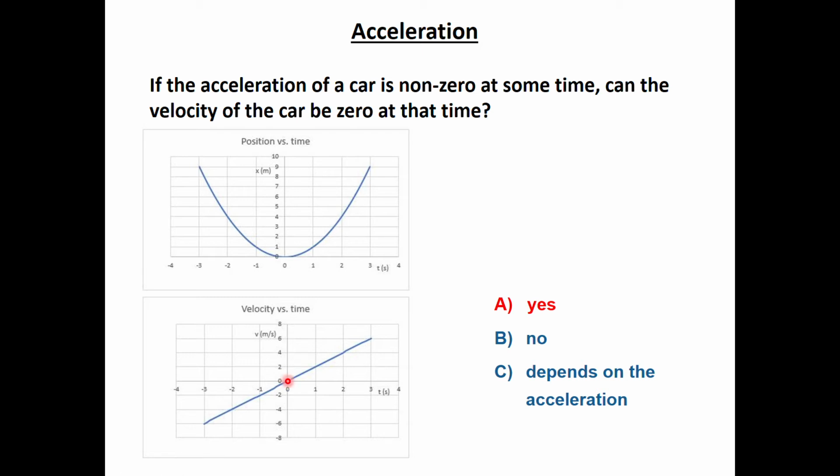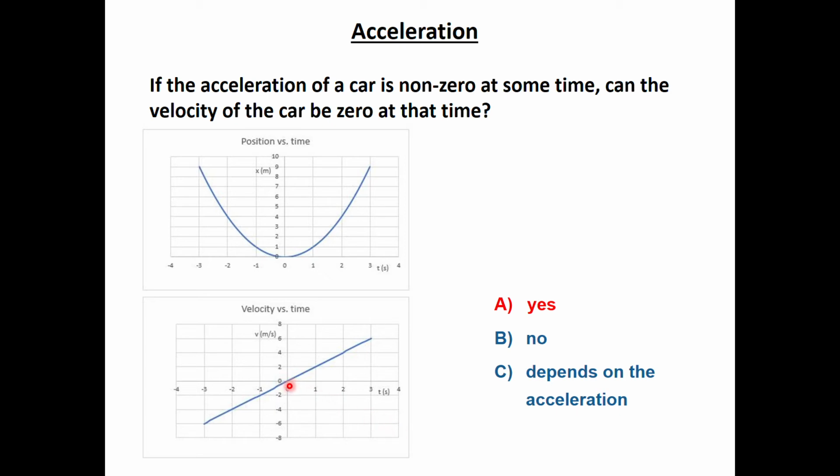At one point, it has a positive velocity on one side, and at the other point, just before or just after, it has a negative velocity. It's a little bit backwards compared to this one. But if I call plus y up, the graph would look like this for velocity versus time. First we had a positive velocity, then a zero velocity, then a negative velocity.